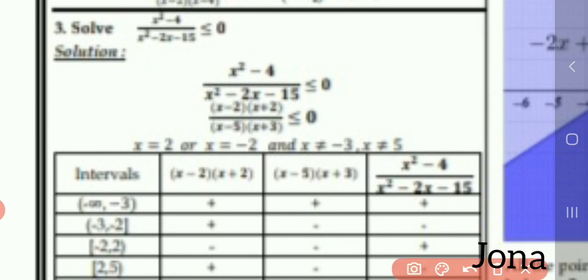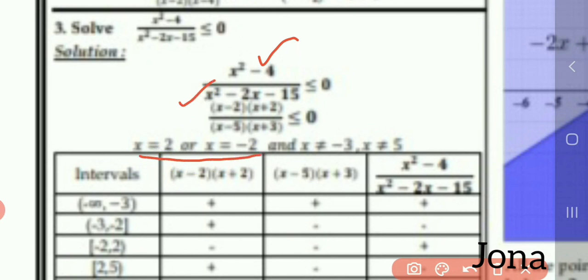Okay, and then the third problem: solve x square minus 4 divided by x square minus 2x minus 15 less than or equal to 0. Here also I want to find the factors first. For this x square minus 4 I can take x plus 2 into x minus 2, so that the values will be x equal to 2 and x equal to minus 2.